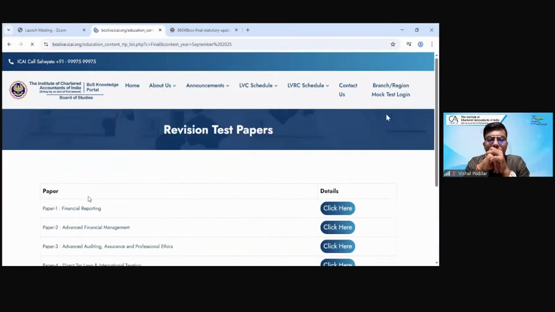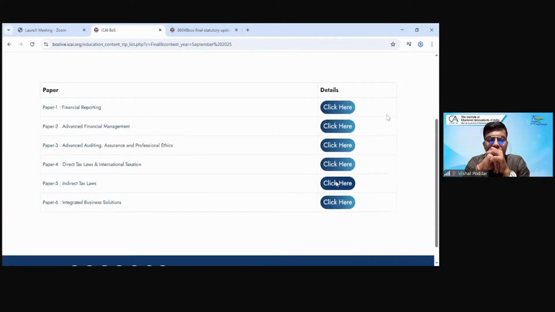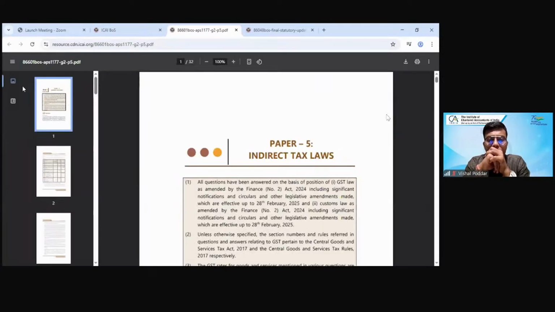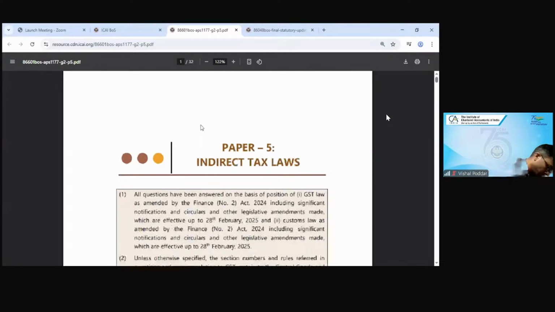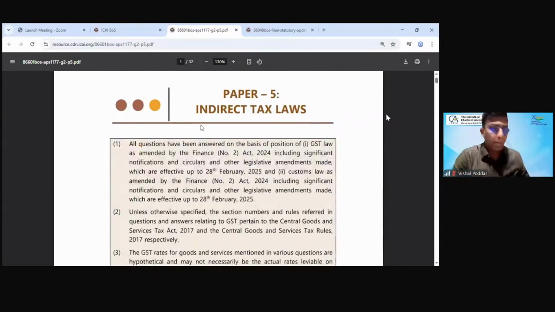And I want to take you to the indirect tax laws revision test paper to show you what is in store for you, because now that you are nearing the completion of your syllabus, you can refer to the RTP questions also. Once you are through with all the concepts, because most of the concepts have been done, now you will be practicing the questions and going through the statutory update. So you can go through the revision test paper questions also.